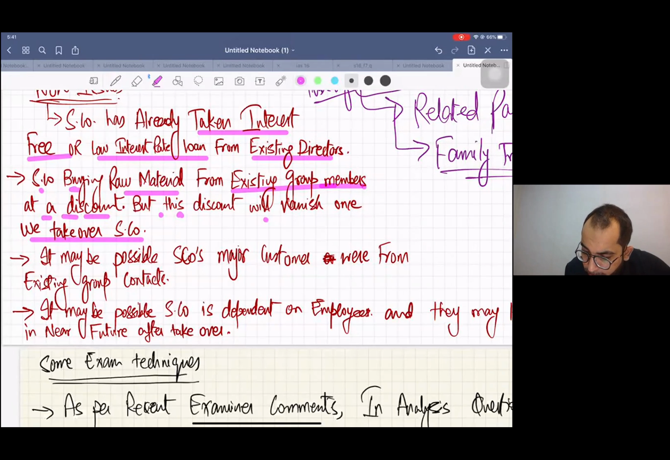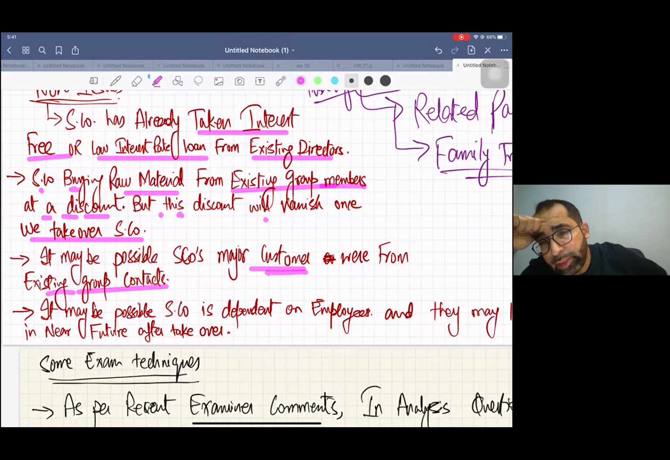It may be possible that S company's major customers were from the existing group contacts. Yes, it is possible that we are buying a company and that company's major sales are within the group. Once we have taken over, that company will no longer be part of that existing group, so all customers will run away. That means your investment will be worthless.